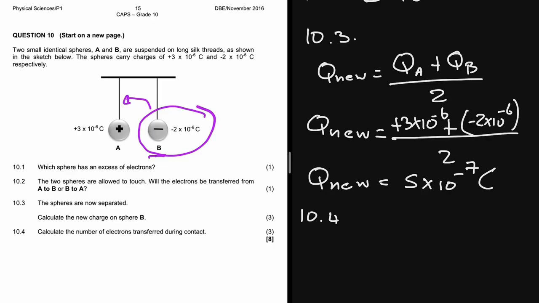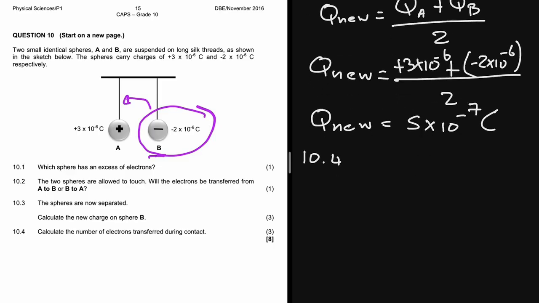But now to determine the number of charges, the number of charges that were transferred is just going to be the new charge minus any old charge, charge of A or charge of B. Remember, you are going to get the same answer, but the difference is just going to be the sign that indicates whether we have gained electrons or lost electrons. So we're just going to use the charge of A in this case.